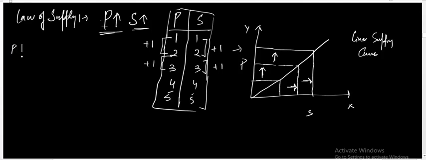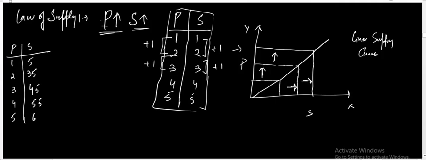Say for example I have the price like this: 1, 2, 3, 4 and 5. Now let me consider the supply over here. The supply is 5, 35, 45, 55 and 65. Now what does it mean? It means that for the first 1 unit increase in the price, there is an increase of 30 units.